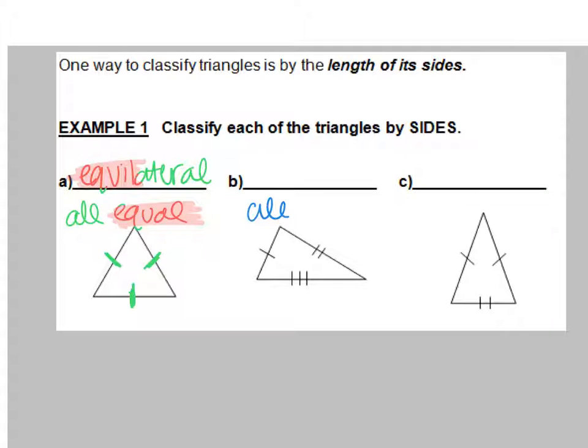B, all the sides are different. So we have 1 tick, 2 ticks, and 3 ticks. So all of my sides are different. That is called a scalene. I don't really have a way for you to remember that though.